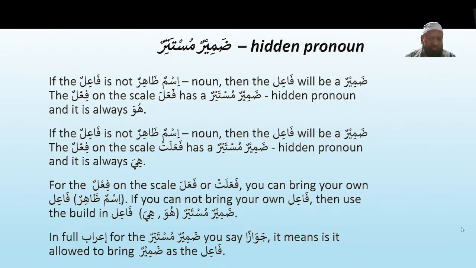Okay, understood? So if ism dhahir is not present in the sentence, for fa'ala, we say huwa, the damir is hidden, mustatir, fa'il. And if the fa'il is on the scale of fa'alat, we say hiya, the damir is hidden.